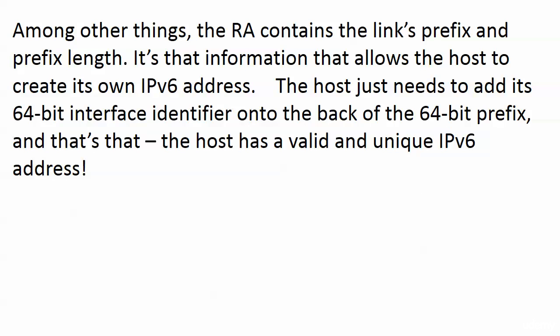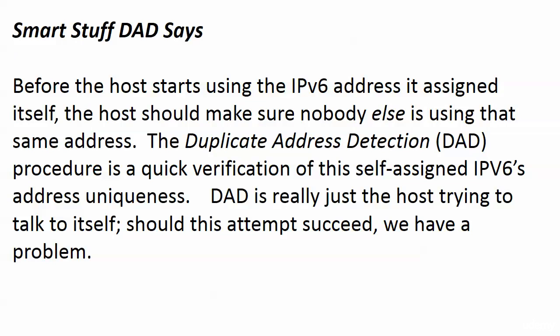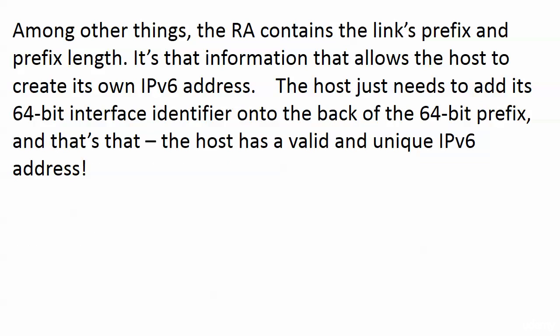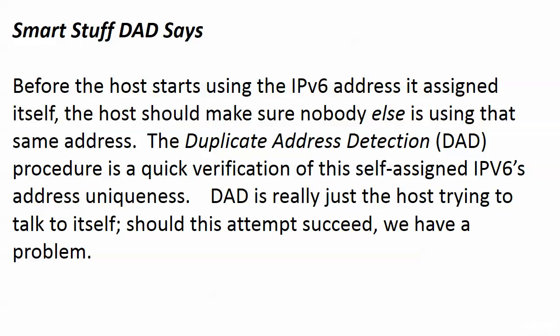All the host needs to do is take its 64-bit interface identifier, there's that value again, you tack that onto the back of the 64-bit prefix, and what do we got? We got a 128-bit valid and unique IP version 6 address. Well, we think it's unique. Let's look at that again. Valid and unique. We're assuming it's valid. We're assuming it's unique, but it would be a really good idea to have somebody check. And actually, DAD is going to check that for us, and we'll talk about that on the very next video.